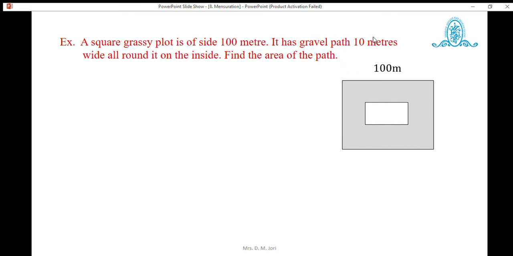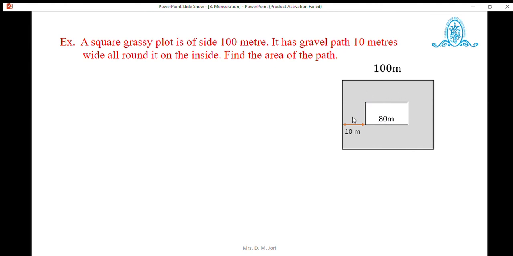It has a gravel path. This is that gravel path, 10 meters wide all round it. Okay, from all the sides it has a 10 meter gravel path. It is inside that square plot. Okay, so find the area of the path. Now we have to find out the area of this gravel path. Fine. So let us move further. See, this is 10 meters. It is a 10 meter gravel path. So what is that side or the distance remaining inside the region? Okay, it will be 80 meters.